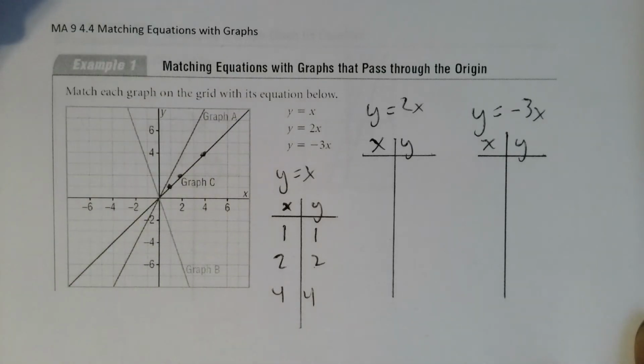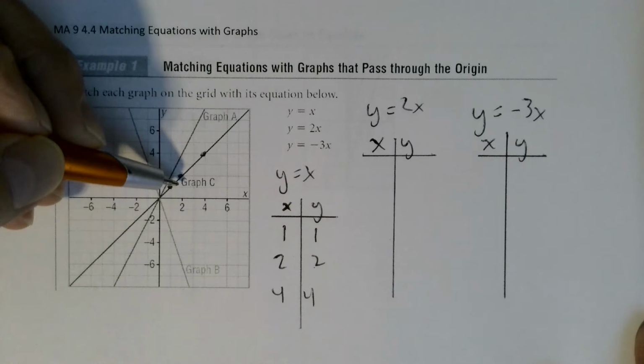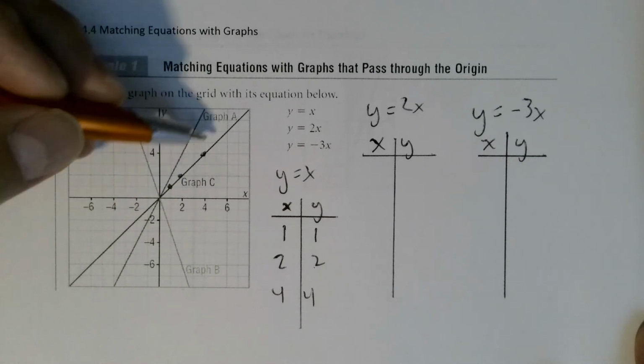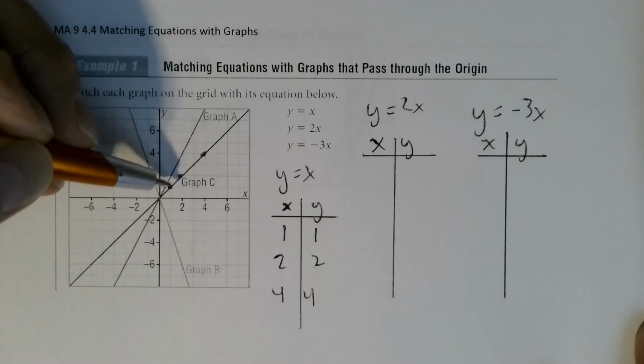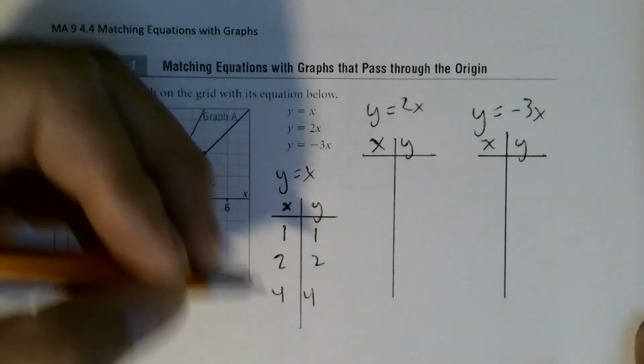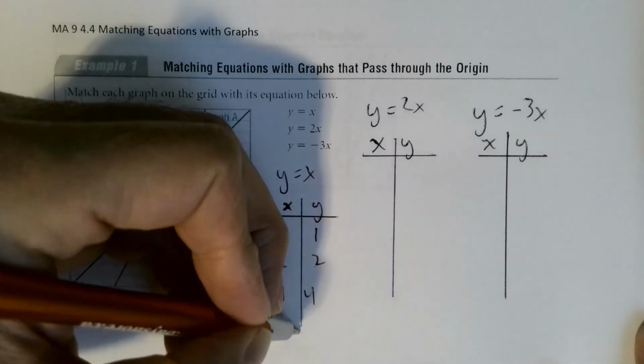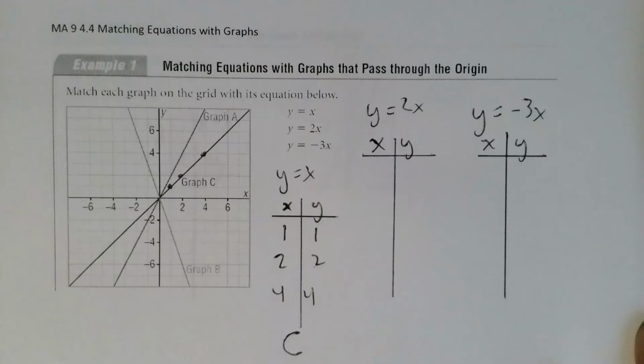Okay, kind of tough to see if that would be graph A or graph C. But yeah, this one must be graph A because even though it's between these two, this one's got to be graph C. So y equals x is going to be C. I'll just put a C there. There we go. Okay, next one, y equals 2x.